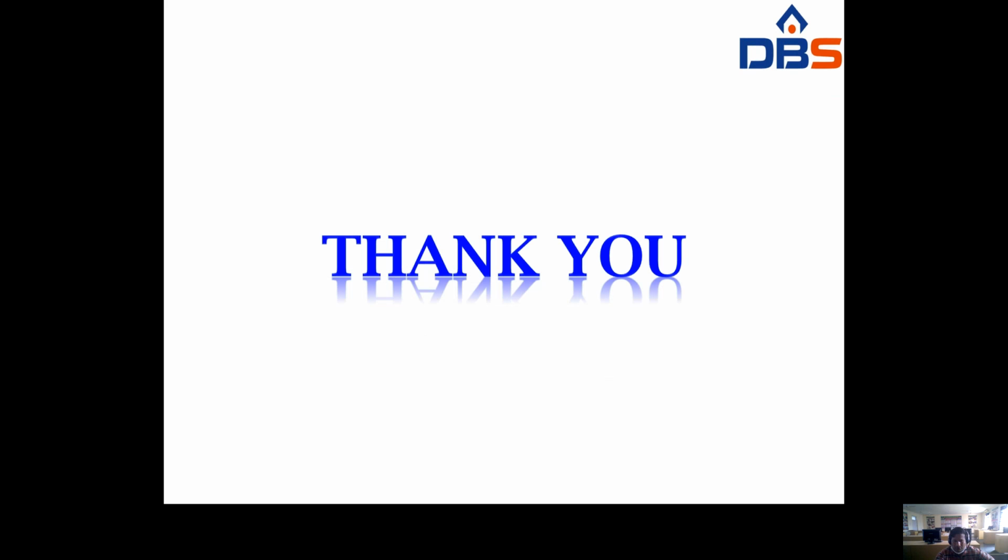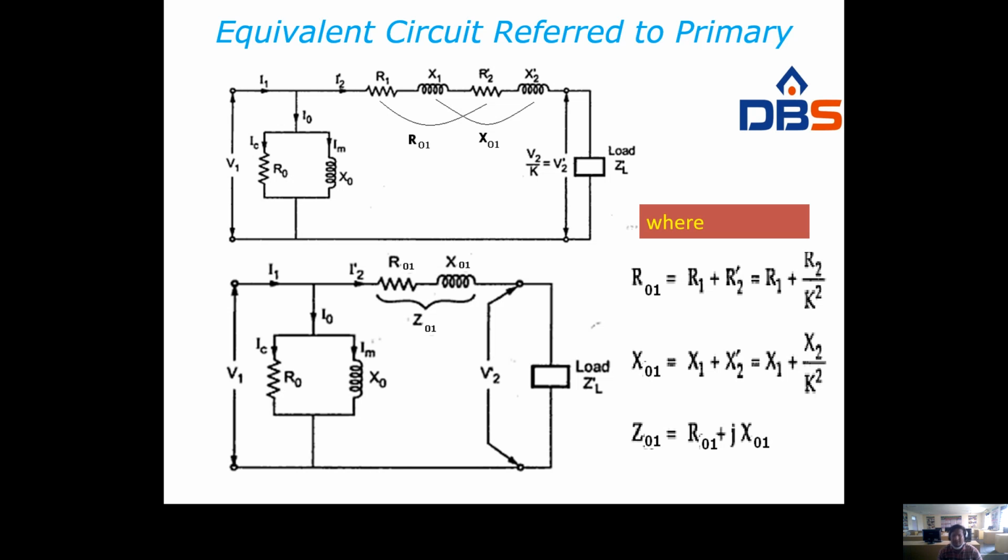Similarly, suppose we go for the secondary also. So R02, X02, that is Z02. R02 is equal to R2 plus R1 dash, that is equal to R2 plus R1 K square. X02 is equal to X2 plus X1 dash, that is X2 plus X1 K square. So Z02 is equal to R02 plus j X02, right?